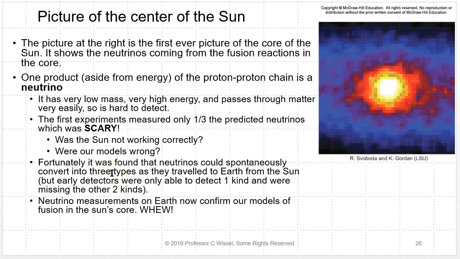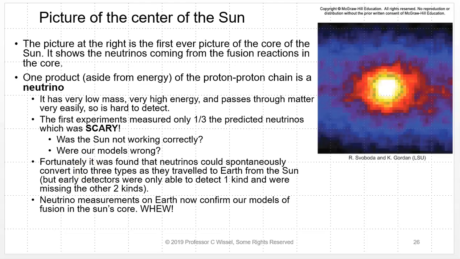We were hoping that our models were wrong. Well, it turned out, fortunately, we were wrong. Fortunately, it was found that neutrinos could spontaneously convert into 3 types as they traveled to the Earth from the sun, but early detectors were only able to detect one kind and were missing the other 2 kinds. More recent neutrino measurements on Earth now confirm that our models of fusion in the sun's core are correct, and the sun is not going to collapse anytime soon. So we dodged that bullet.